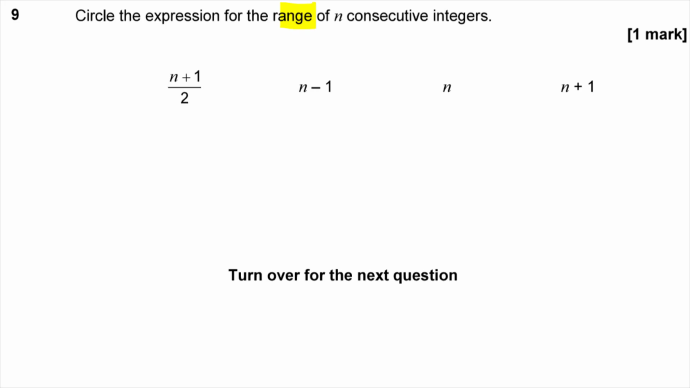Question 9. Circle the expression for the range of n consecutive numbers. Okay, so first off, what does range mean? Range means highest minus lowest, doesn't it? So range equals highest value minus the lowest value.